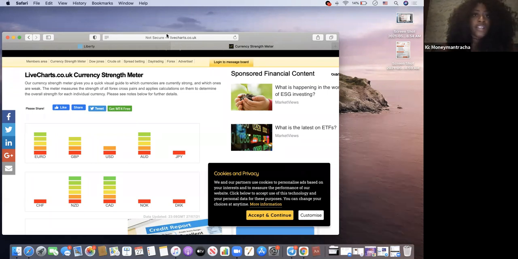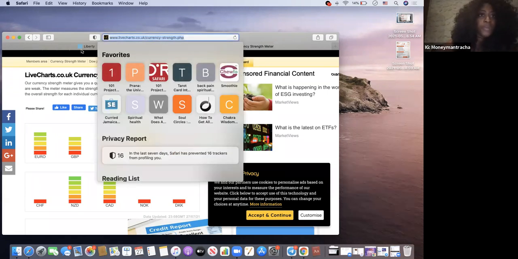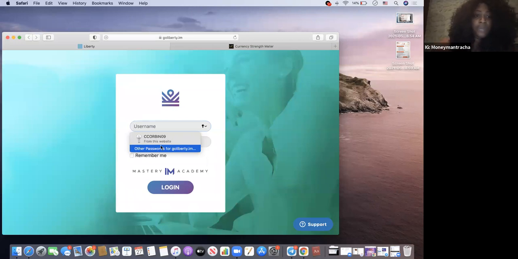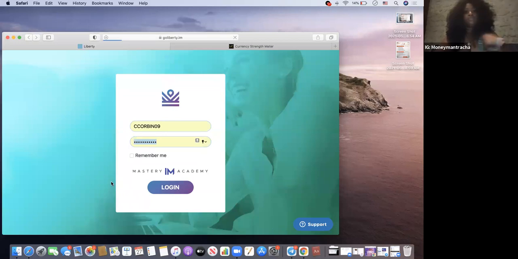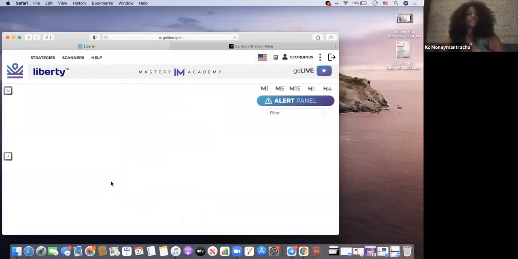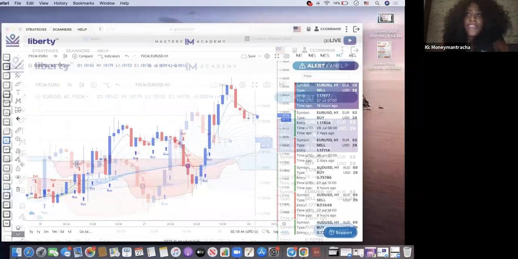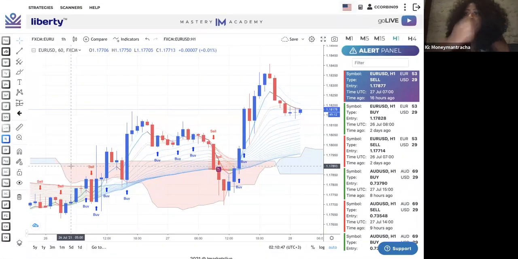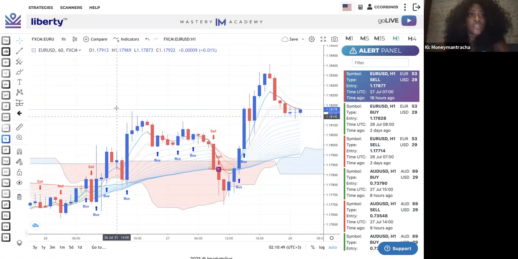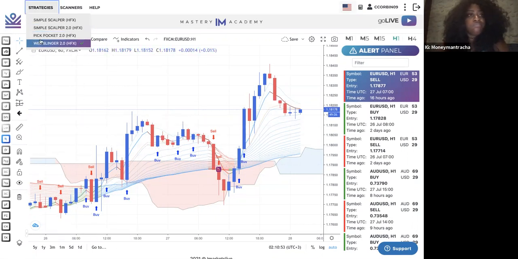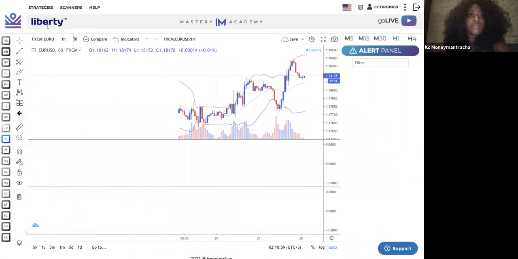So you do your fundamental analysis, then you hop on the chart. GoLiberty.im. You log in with your same login that you would use for everything else. I am Academy related. And it's going to pull up your scanner. Now, based on which strategy you choose to use, that's going to help you with your Forex trades. But let's just start with, we can start with simple scalper because it has more confirmations.